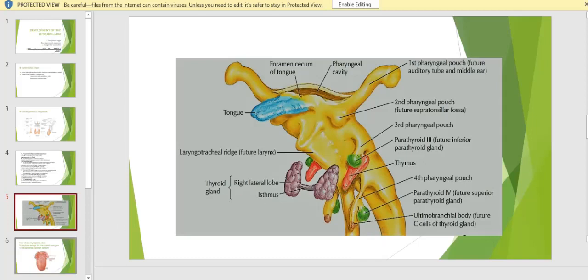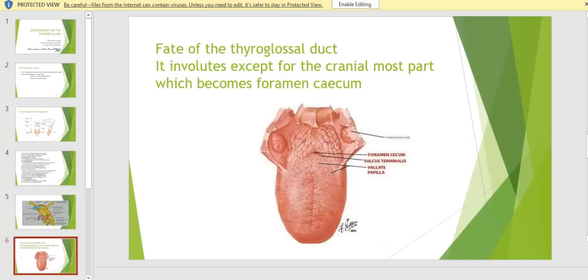Then, what is the fate of the thyroglossal duct? So the thyroglossal duct usually involutes, except for the cranial-most part, which becomes the foramen cecum. This foramen cecum between the oral and the pharyngeal part of the tongue is at the apex of the sulcus terminalis. Okay, here it is. That is where the thyroid gland started developing from.